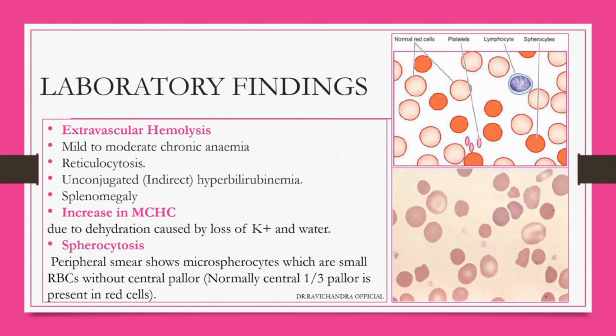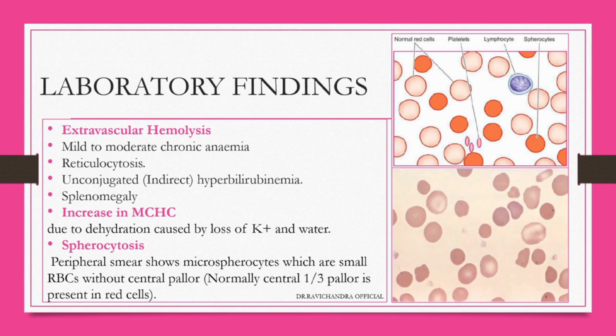Laboratory findings. Extravascular hemolysis is seen. So there will be mild to moderate chronic anemia. There will be increased reticulocyte count because of the bone marrow response. There will be unconjugated or indirect hyperbilirubinemia. Splenomegaly will be there. And the characteristic feature of hereditary spherocytosis is that the mean corpuscular hemoglobin concentration will be increased due to dehydration caused by the loss of potassium and water. And there will be spherocytes.